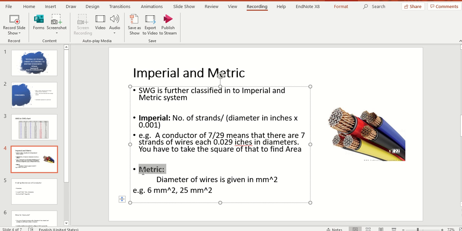Again, in the metric system, you get the diameter of the wire in millimeters. Just like here it was in inches, here it is in millimeters square. So here it was only in inches. To get the square of it, of course you have to square it, you have to multiply it twice. So here it is millimeter square.